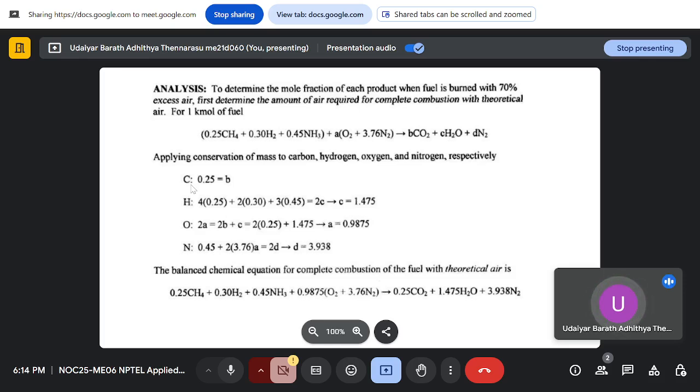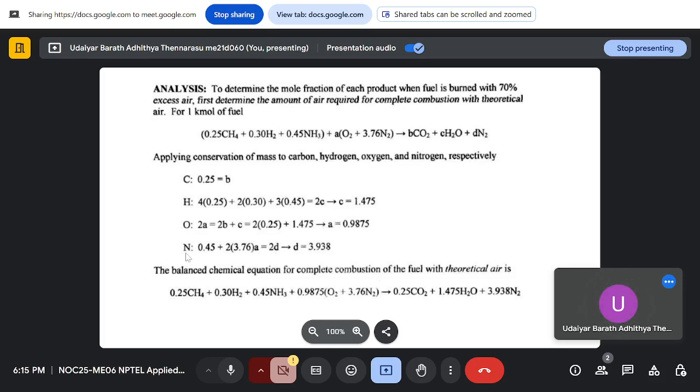So we got carbon and hydrogen. Next is oxygen, and similarly oxygen is A times 2 into 2 because O2 molecule in air. So 2A equals CO2, so 2 into B plus oxygen, there is one molecule in water, so C times 1. So with this we know C and B, so we can find out A. A comes out to be 0.9875.